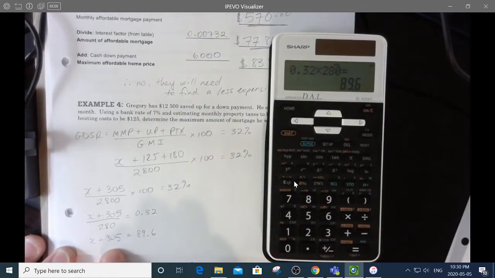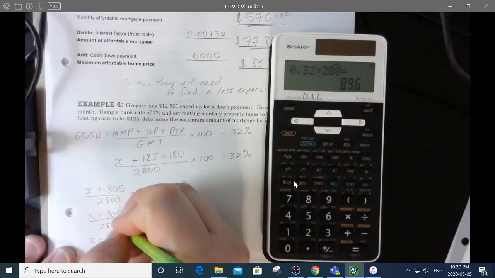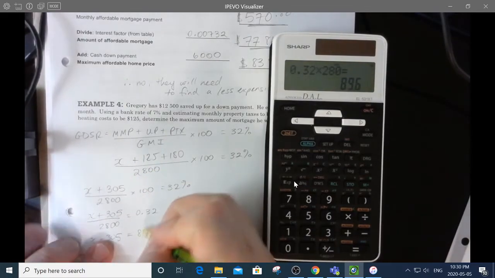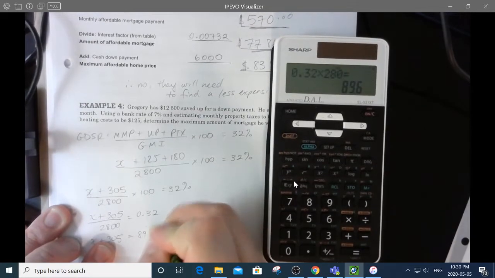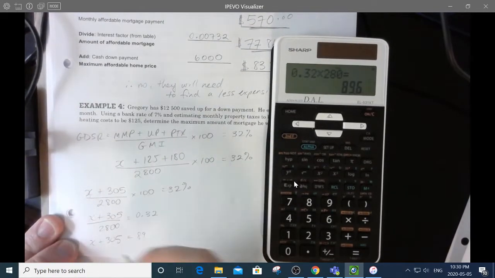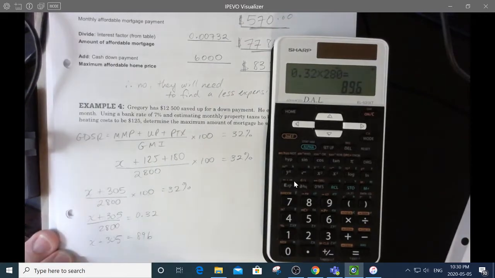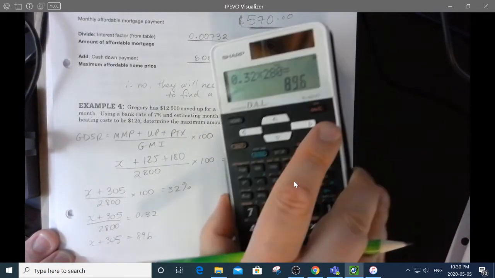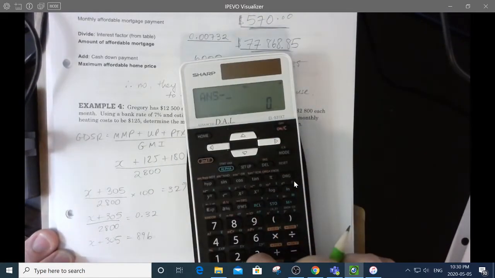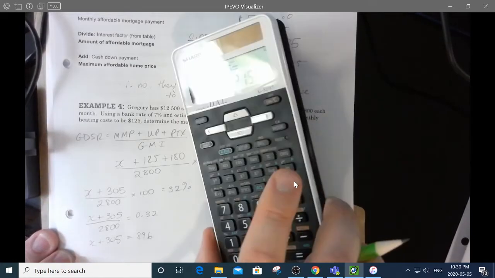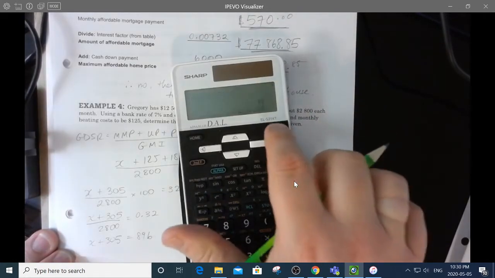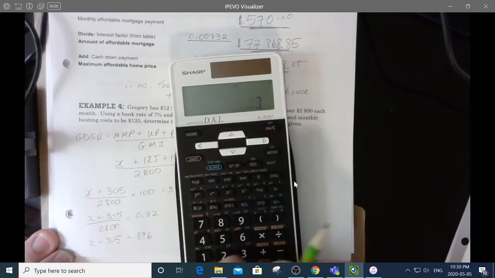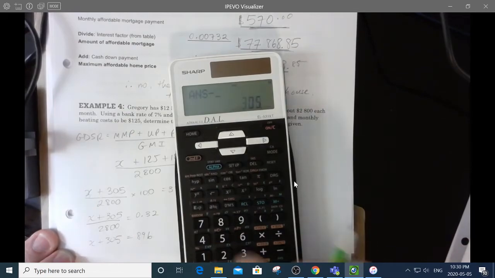And then, let's see. Oh, wait a minute. This should be 100. I was just going to say that's awfully low. So 896. And then minus 305 from both sides, because that's the opposite of adding it. And I just realized I had the wrong number, so that's not going to work. Let me just punch it again. 0.32 times 2800 equals, and then minus 305.